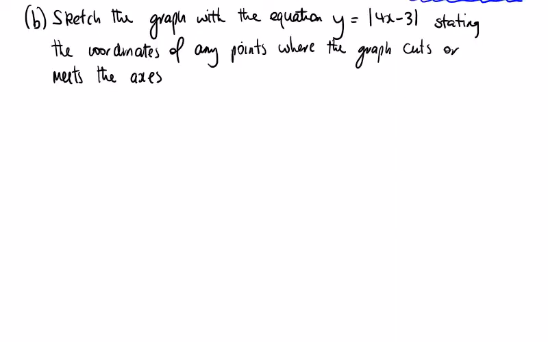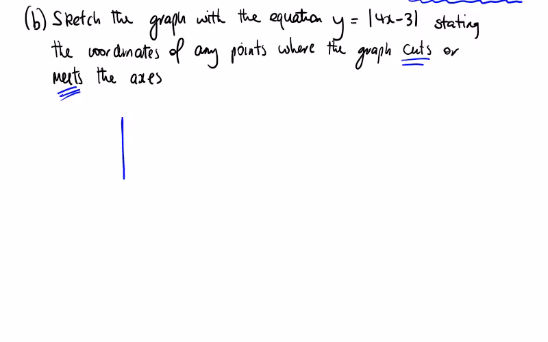Part B in this question, you're told to sketch the graph with the equation y is equal to the absolute value, these modular bars, of 4x minus 3, stating the coordinates of any point where the graph cuts or meets the axis. Now, why are they saying meets the axis? Is that we don't go below the x-axis here with these modular equation graphs. So it's a sketch, so we don't have to draw it to scale, but in an exam you're going to use graph paper and you're going to draw these as much as possible to scale.